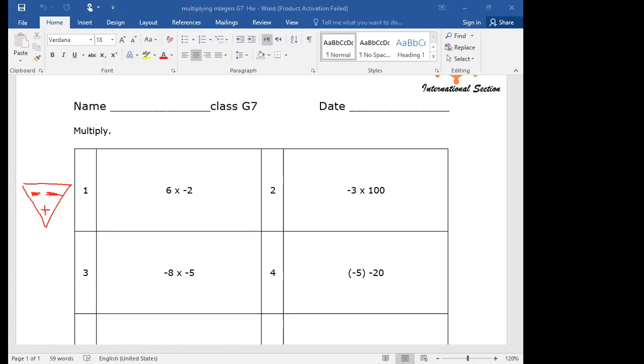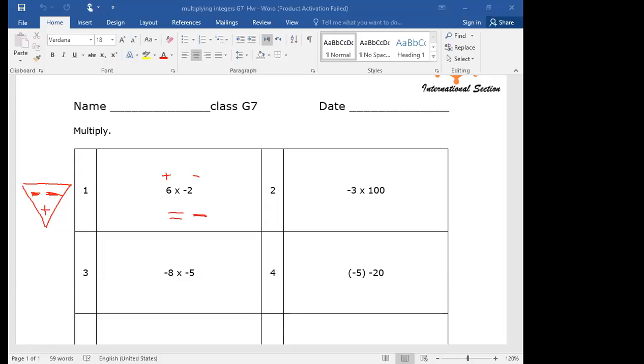Okay, then if I want to solve the first question with you, 6 multiplied by negative 2. What is the sign for the answer? It will be negative 12. The first one is positive. The second one is negative. So we can hide this part. So positive and negative, the answer for sure will be how many? 12. Negative.